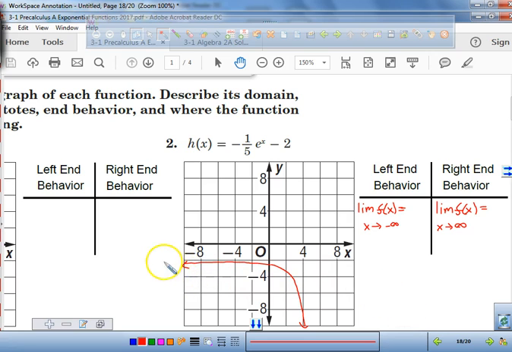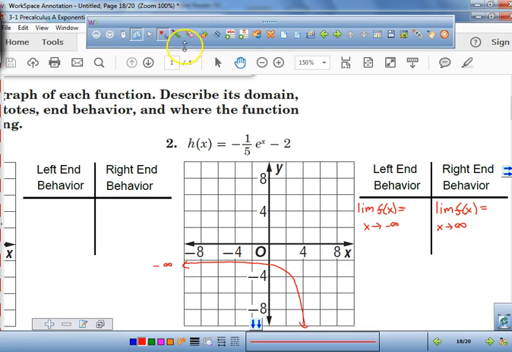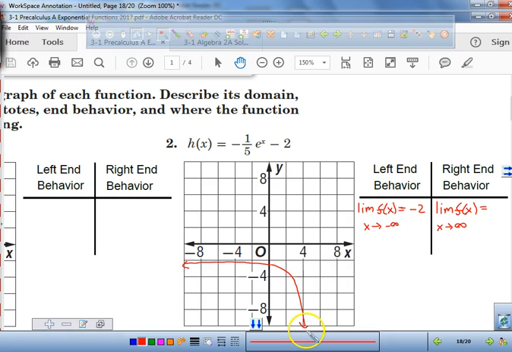On the left side, what's the limit of this function as x is approaching -infinity? What's the limit? What's as high as it gets over here? -2, so put -2. What's as low as it gets on the right-hand side? So there's your left-hand behavior and your right-hand behavior.